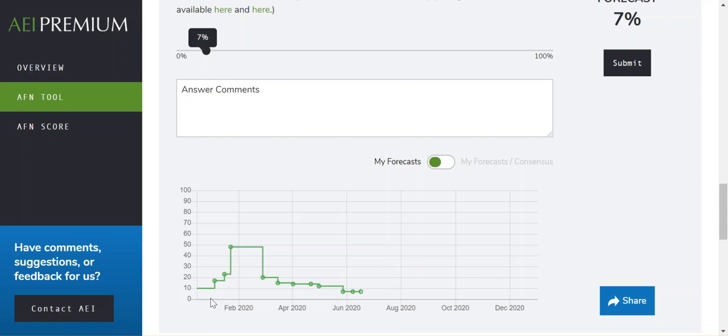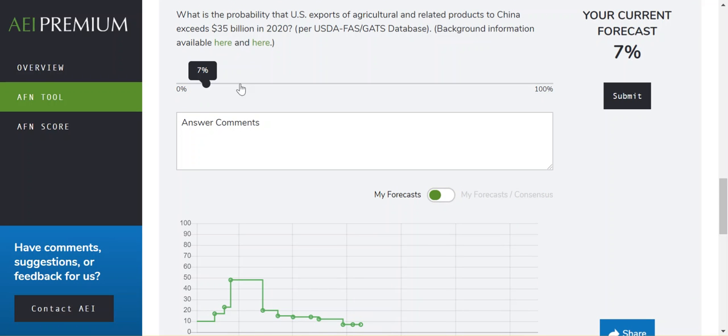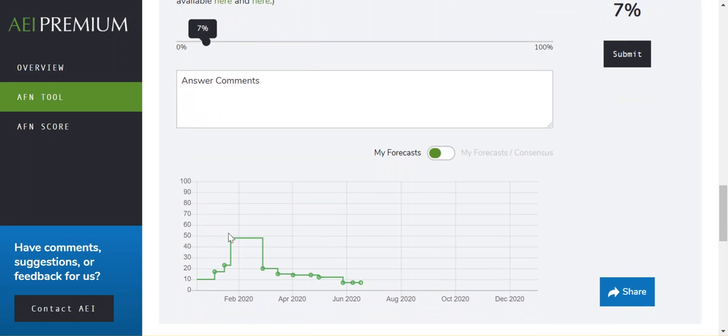So back in late January, early February, when we first signed that phase one trade deal, I was pretty optimistic that China's purchases of ag exports were going to exceed 35 billion in 2020. I had a 50-50 chance of that happening. Since then, in light of COVID and all the other things going on in the world, I have significantly adjusted my forecast. So that's part one.